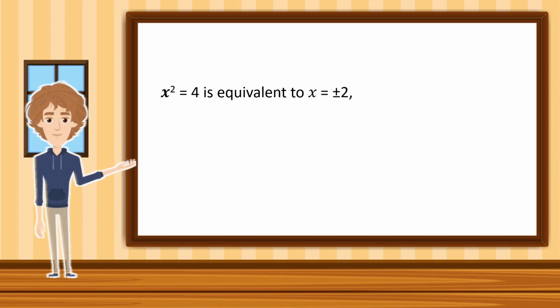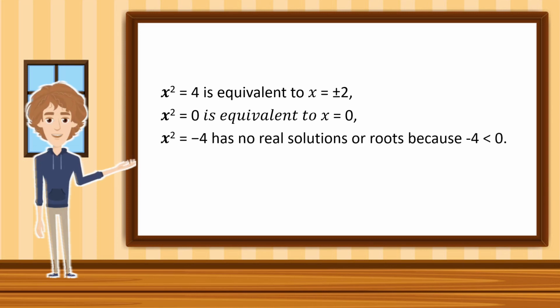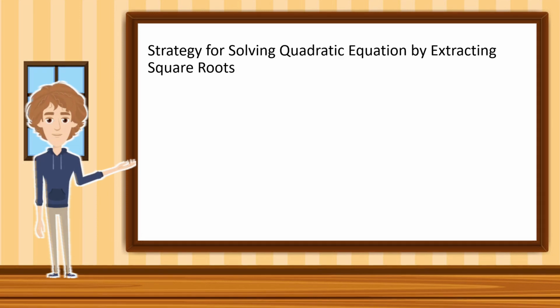Here are examples of the three properties. The first one, if x squared is equal to 4, it is equivalent to x is equal to positive and negative 2. The second one, x squared is equal to 0 is equivalent to x is equal to 0. And if x squared is equal to negative 4, it has no real solutions or roots because negative 4 is less than 0.